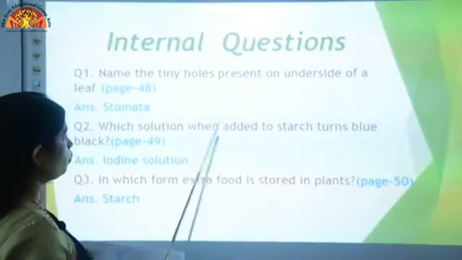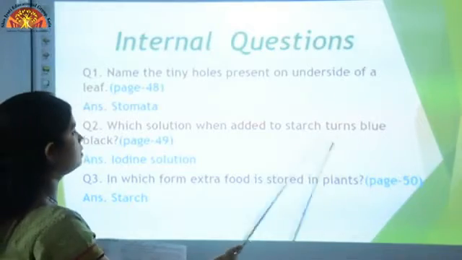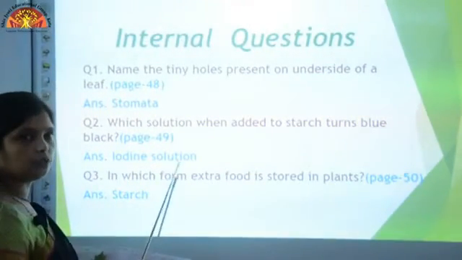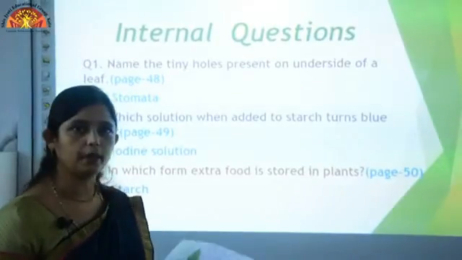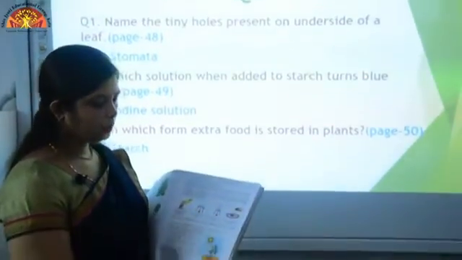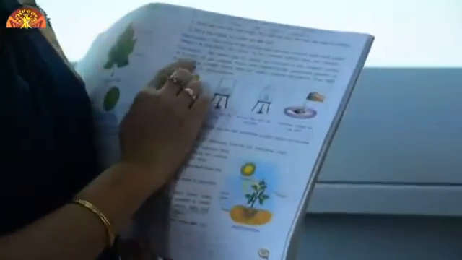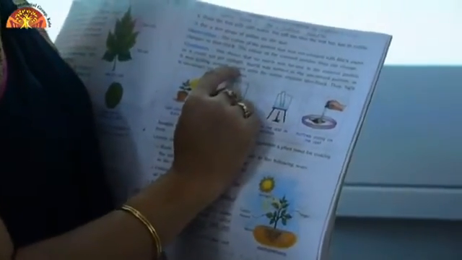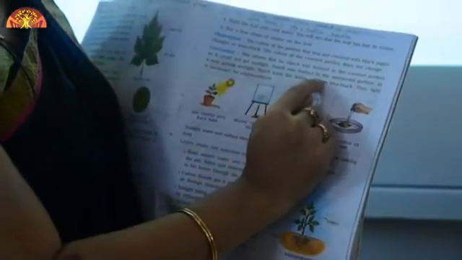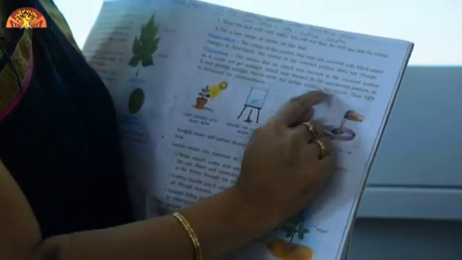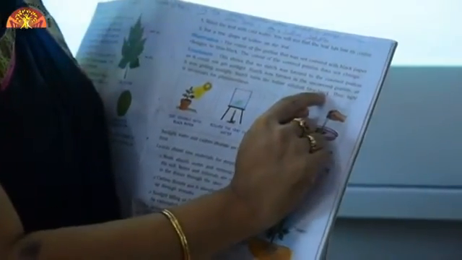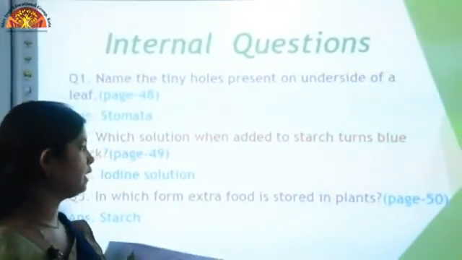Which solution when added to starch turns blue black? So answer to this question is iodine solution, and it is given on page number 49. So see, open page number 49, it is given over here in the second paragraph. You can see third line, starch turns the iodine solution blue black. So underline this line, starch turns the iodine solution blue black. Okay, and write the question above the paragraph. Now we move to next question.